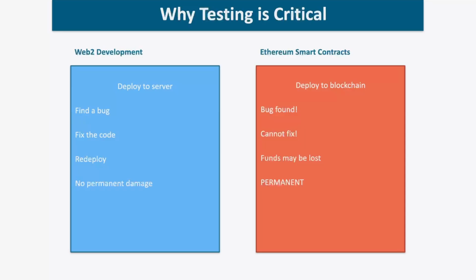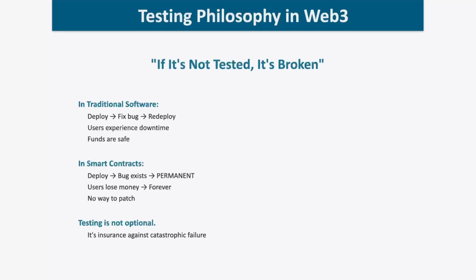That's the fundamental difference. In traditional software, bugs are inconvenient. In smart contracts, bugs are catastrophic. This is why we test. There's a philosophy in professional Ethereum development. If it's not tested, it's broken. This isn't cynicism, it's realism. Assume every line of code has a bug until you've proven it doesn't. Assume every edge case will be exploited. And assume every path through your code will be tested by someone trying to break it.